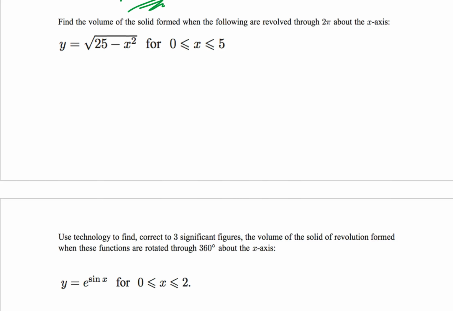Let's do another one. So look at this one. Again, notice it says volume, so I'm just putting the formula right away. It also gives me the limits. Easy.